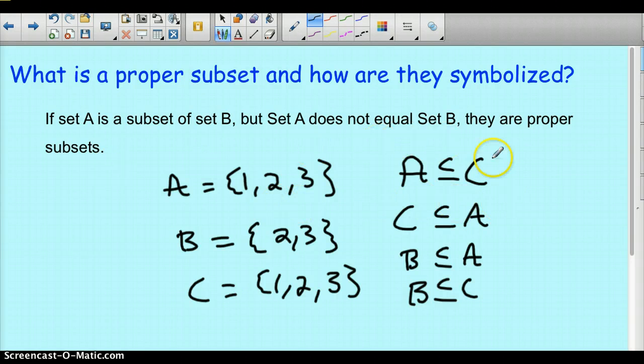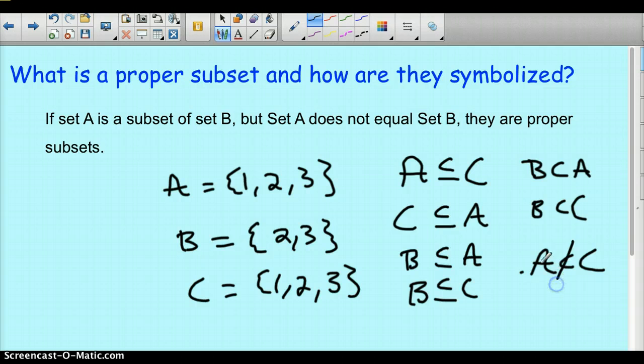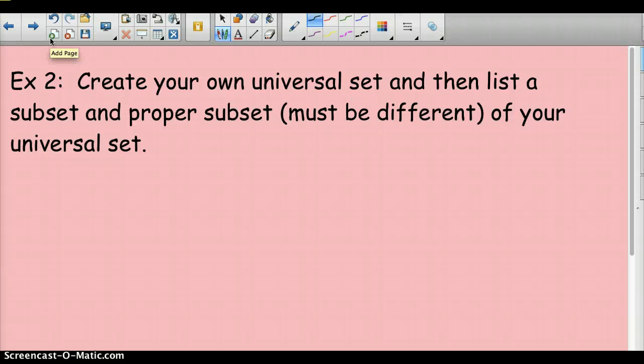So proper subset is noted with just the C, with no line under it. So let's talk proper subset. Well, B is still a proper subset of A, because they're not equal and all the elements of B are in A. B is also a proper subset of C, because all the elements of B are in C and they're not equal. But you absolutely cannot say here that A is a proper subset of C, because this time they're equal, therefore it can't be proper. So that's the idea of proper. They're subsets, but they're not equal.